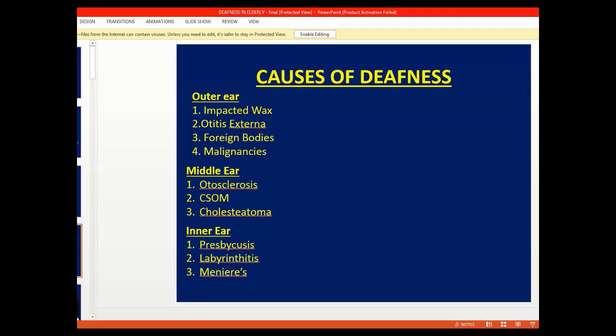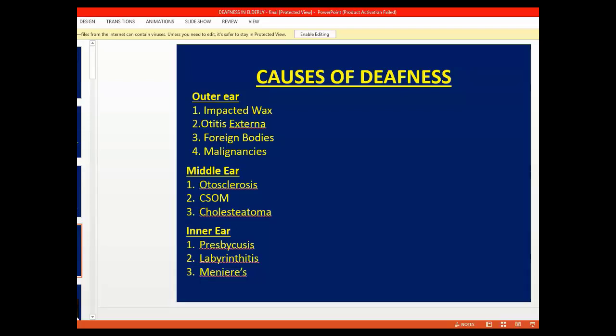But we have to remember one thing: if we don't correct this presbyacusis, patients' mental functions can deteriorate. That means they can get Alzheimer's disease, memory loss, dementia. So it's very important to correct the hearing loss in elderly people.